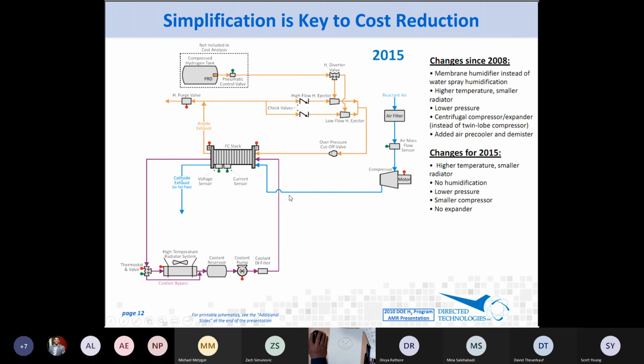Wait a minute. Holy doodle, what happened? No humidification. No humidification. Lower pressure, smaller compressor, no expander. Now it's getting to be pretty simple. Just have to blow the air through, keep it cool, and run your hydrogen loop. So how does the fuel cell work if there's no humidification happening? How come the membrane doesn't dry out?